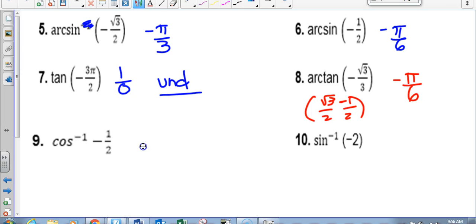Careful, cosine is negative over where? Quadrant 2. Everybody okay? I'm obviously choking here. Where's the sine negative 2? Not possible. Everybody okay with that? Sine only goes from negative 1 to 1.